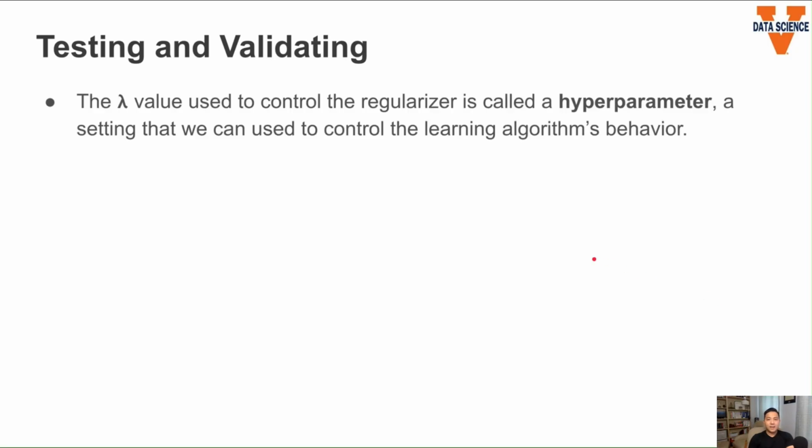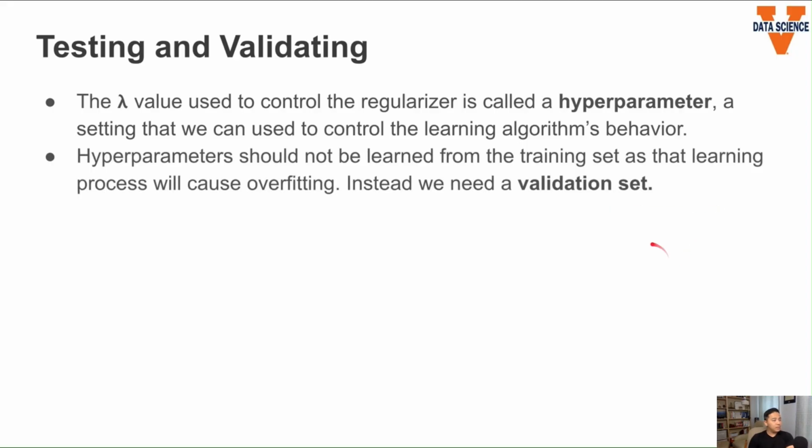So, testing and validating. The hyperparameter that you saw earlier is a setting that you use to control the learning algorithm behavior, and it is separate from the parameter, which is part of the model itself, right? So there is a difference between the two: the hyperparameter, which you use to control the learning algorithm behavior, and the parameter, which is part of the model. You need to figure out the value of these hyperparameters, and typically you don't train them directly on the training set, because many times it will cause overfitting. So you need a separate set called the validation set.